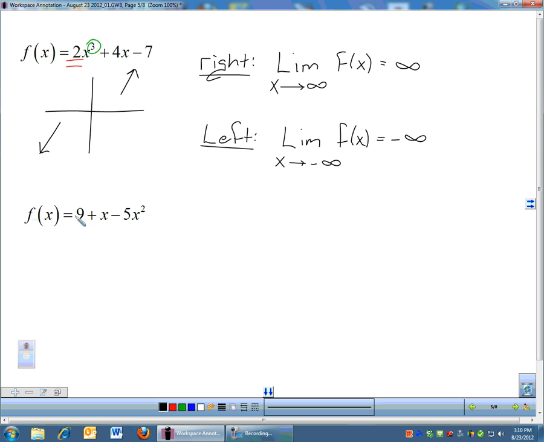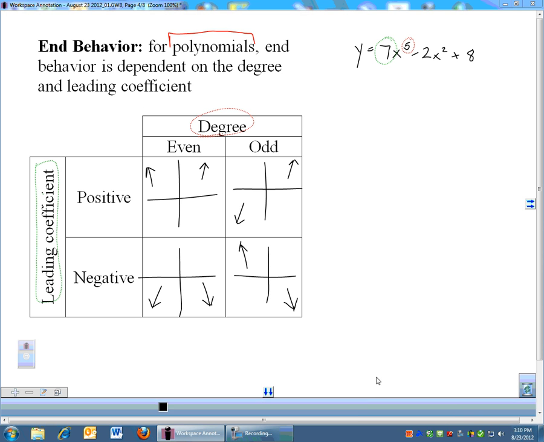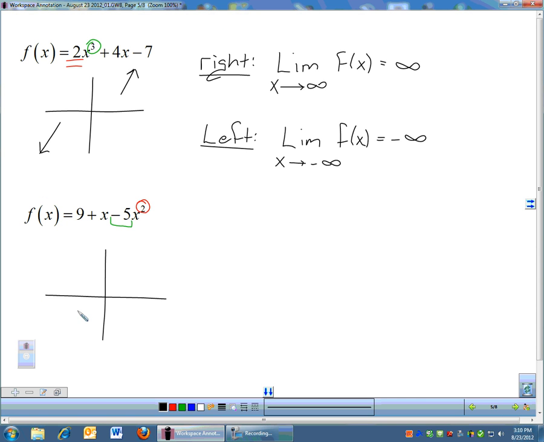Let's see, number the next one down here. I haven't numbered any of these. What's the degree of this one? Degree is your highest exponent. Ooh, I put the degree on the right side this time. So my degree is even. And my leading coefficient, you got to watch the sign, is negative. So an even degree means both ends will point in the same direction. An even degree with a negative coefficient means both ends will point down. So I know this one is going to look like this.